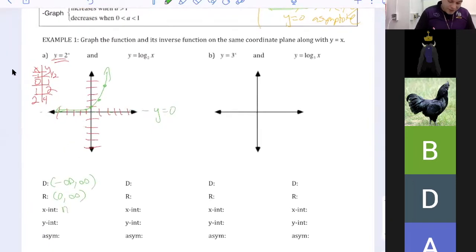My x-intercept is none, because I'm never going to touch the x-axis. My y-intercept is 0, 1, and my asymptote is y equals 0. Now let's check out its inverse.